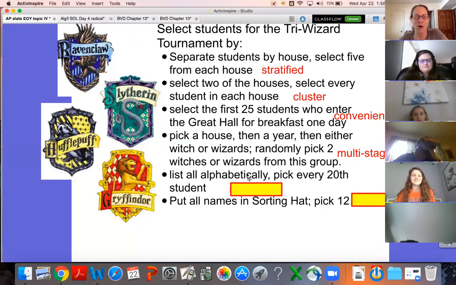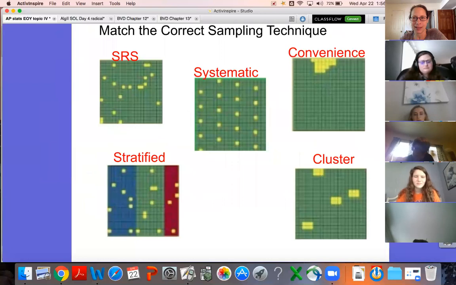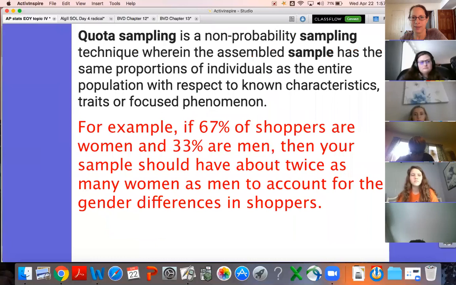How about I list all of the witches and wizards alphabetically, and then I pick the 20th student, every 20th student in that list. What would you call that? Morgan, your mic is on. Is it systematic? It truly is, yes.